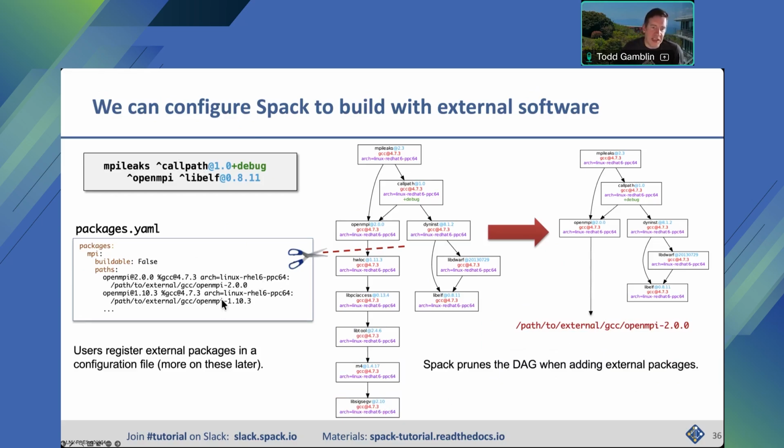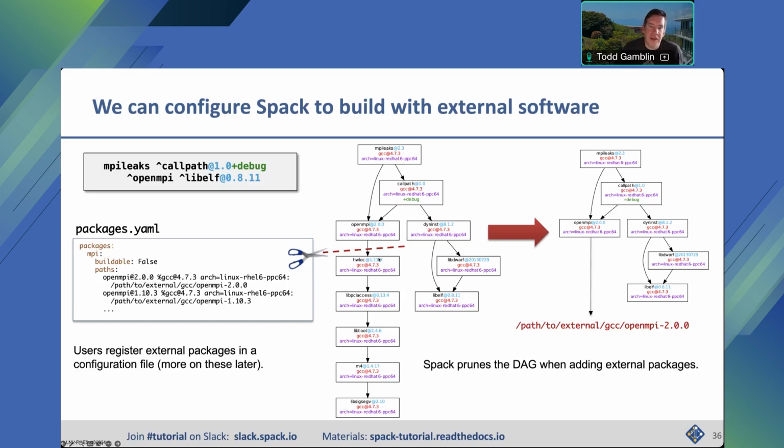And likewise, you can say, hey, there's another OpenMPI over here, and Spack would have a choice between these two to build. If you say buildable false in your configuration, we'll get to that later, it means don't build one. Always use the ones that I've specified here, and we'll talk about how to constrain the MPI you build with.